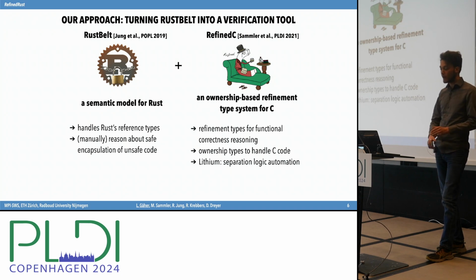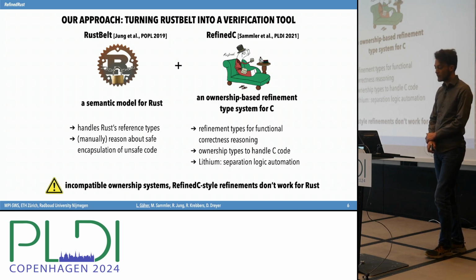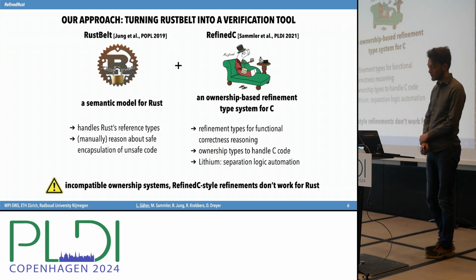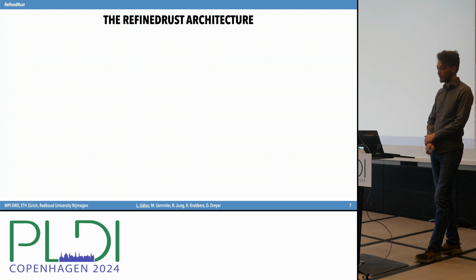Now, of course, combining RustBelt and RefinedC isn't as easy as it sounds, because Rust and RefinedC have incompatible styles of ownership types, and RefinedC style refinements turn out to not really work for Rust. I'll explain some of that later in this talk. But now let's see how to use RefinedRust and how a user would interface with RefinedRust.